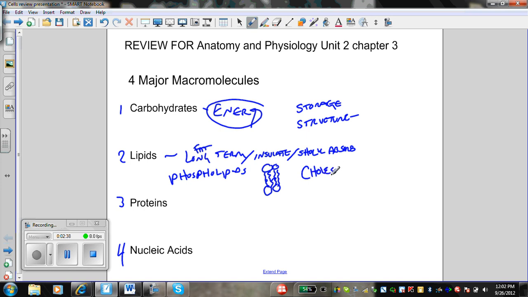And cholesterol is used for antifreeze in cell membranes, but it's also used as a source of a precursor, a building molecule for hormones in your body. Things like testosterone or estrogen, progesterone, cortisols, things like that. So there's lots of different hormones that play a part with cholesterol.